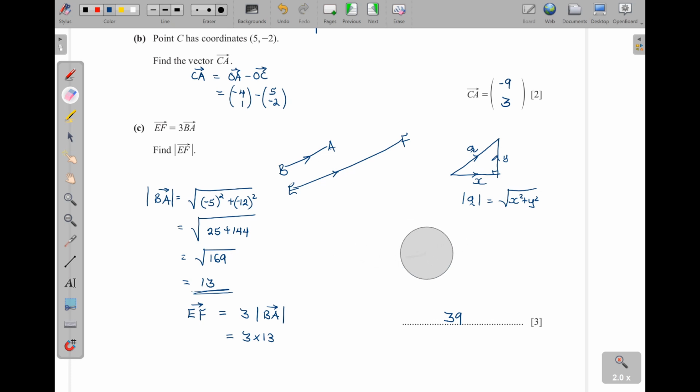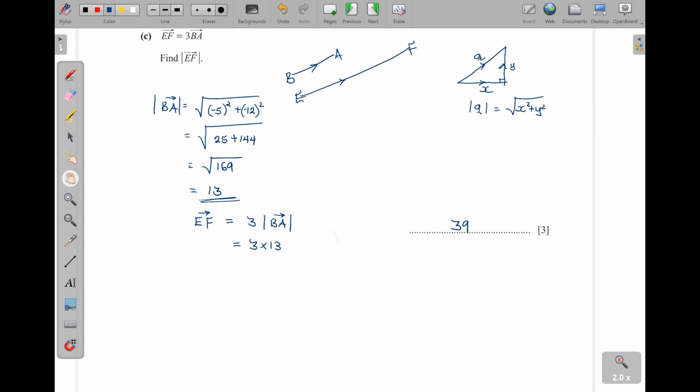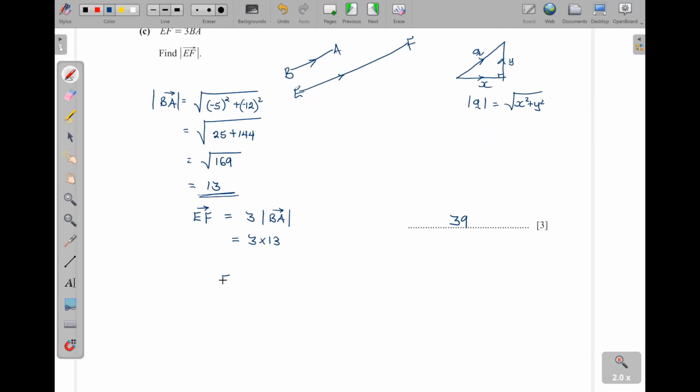In studies of modulus functions, we also have something like this. If I have E, I want to get EF, its length here, which is equal to the length of 3BA. I pull out the 3, I put it like this. So first find the length of this one, and then you multiply it with the 13. So that is that.